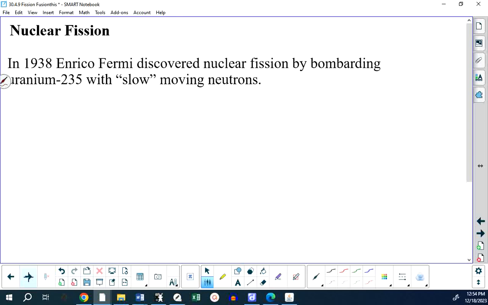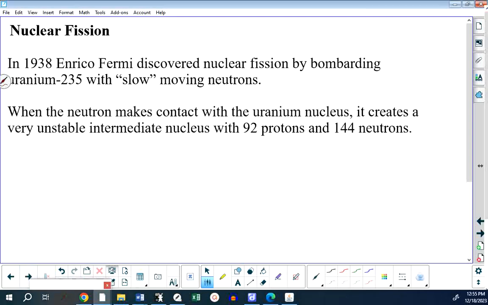But they are slow enough so that when they collide with the uranium-235 nucleus, they don't just go right through. Because if they're moving too fast, that's what they will do. The neutrons will just go through the nucleus and not be affected. But they're not moving so slow that they can't penetrate the nucleus. So it's kind of a Goldilocks zone. It's kind of a sweet spot. Not too slow, so they're fast enough to penetrate the nucleus, but they're not so fast that they're just going to rip right through the nucleus.